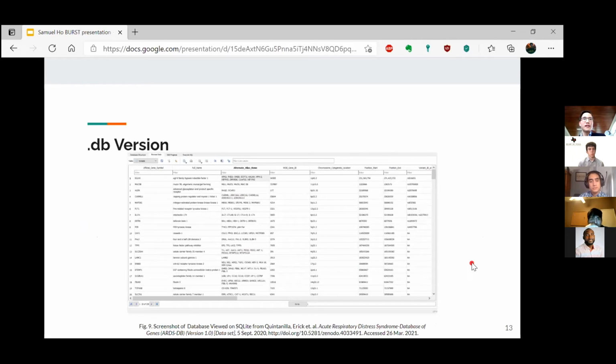And now here is a version that you might see as a user of the database if you were to go to Zenodo and download the .db file of the database. And here you can see the first 20 rows, including EGLN1 at the top. And yes, this just helps to get a view of what the user might see when they would want to download it off of Zenodo.